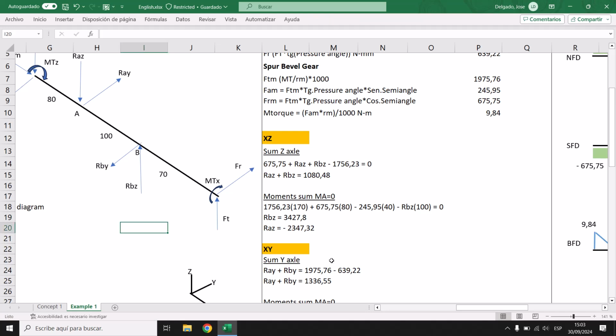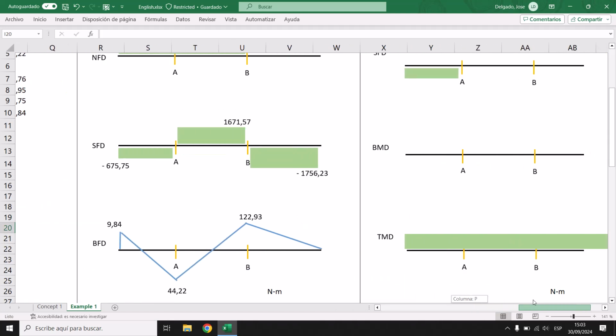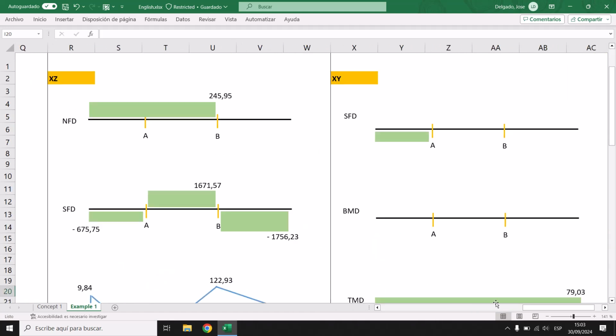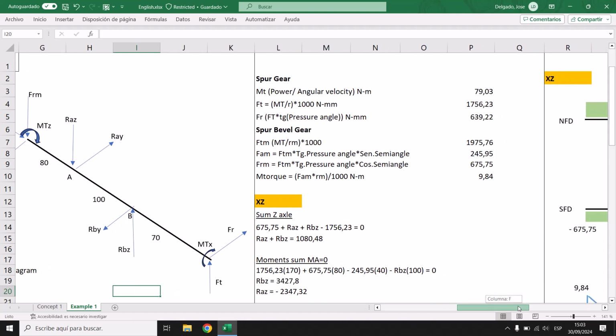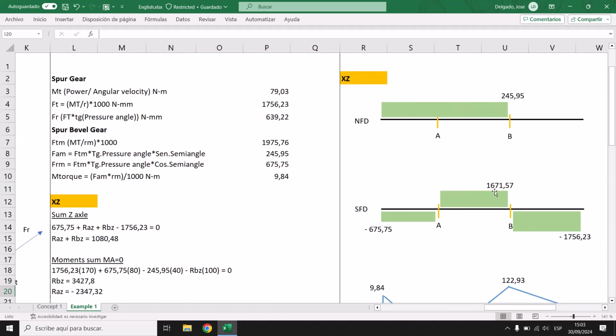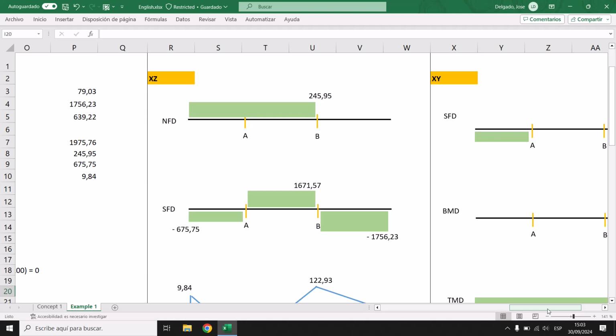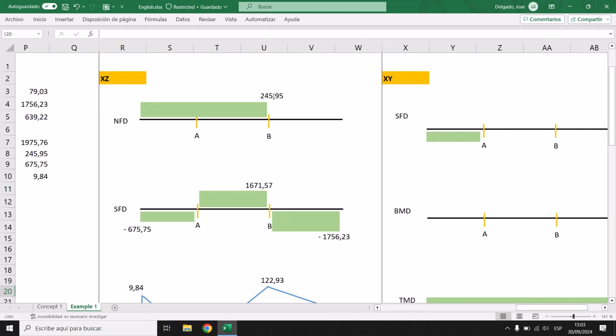Okay, just a new one. So that's for you. We have our tangent force here. The value of this bevel gear is 1,075.76. So yes, we're going to have here minus, by the direction, sorry.